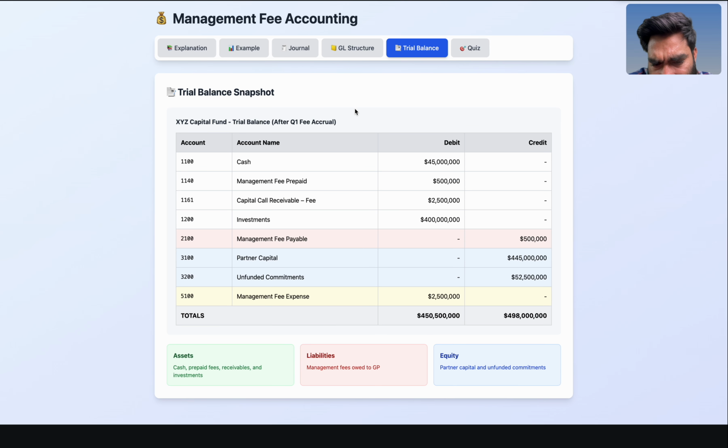If you look at the trial balance, look at how it looks. Cash, of course, is a debit balance. Management fee, again a debit balance. Capital call receivable, debit balance. Investment, again debit balance. Management fee payable, credit balance. Partner capital, credit balance. Unfunded commitment, credit balance. Management fee expense, debit balance. So this is how you would see the impact on the trial balance as well.